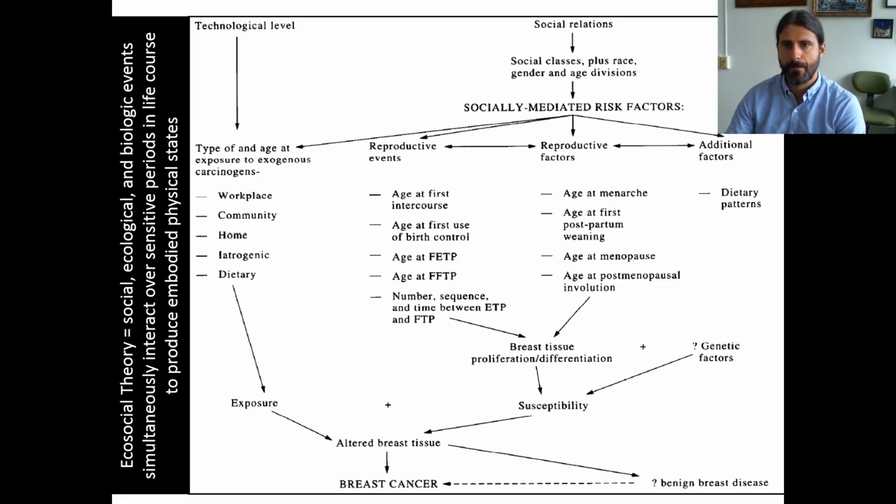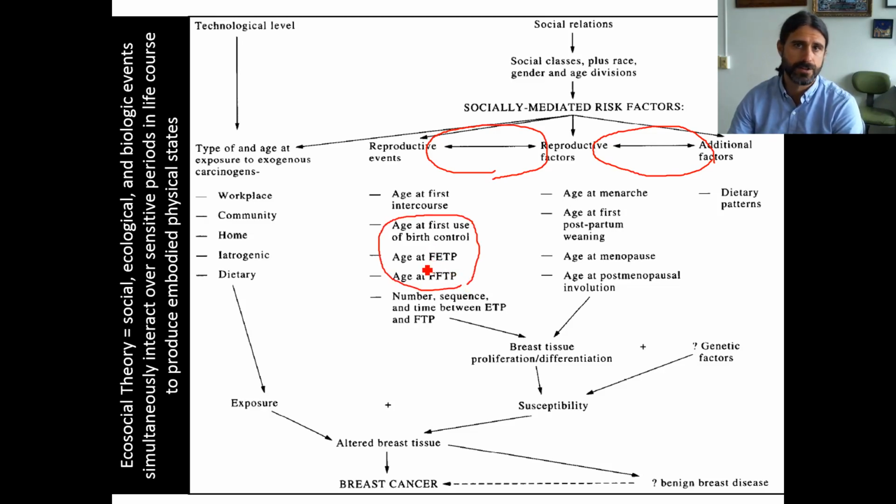So we look back at a breast cancer model now with a more ecosocial theory approach, where now we see a much more complicated web of causation rather than linear, with several bidirectional arrows in terms of the different events that are interacting with each other simultaneously. We see some important concepts that are not just about exposure, but about the timing of exposure across the life course, the age at first, early termination of pregnancy, for example.